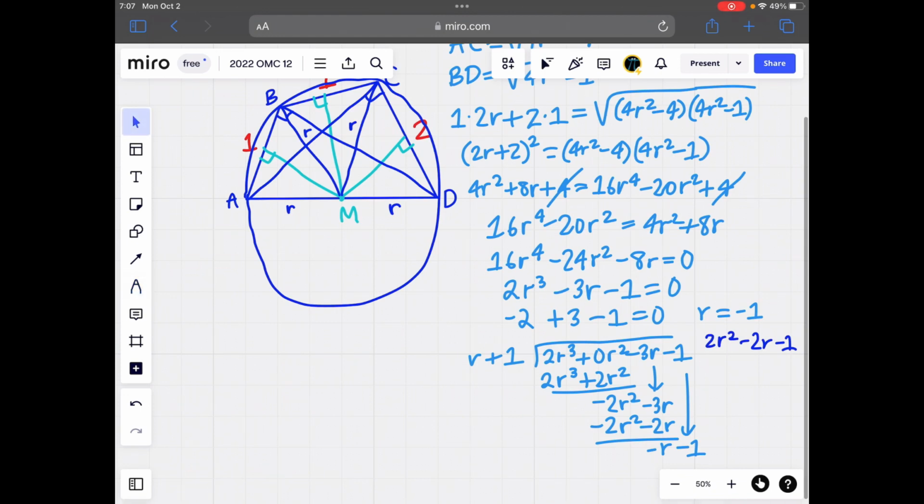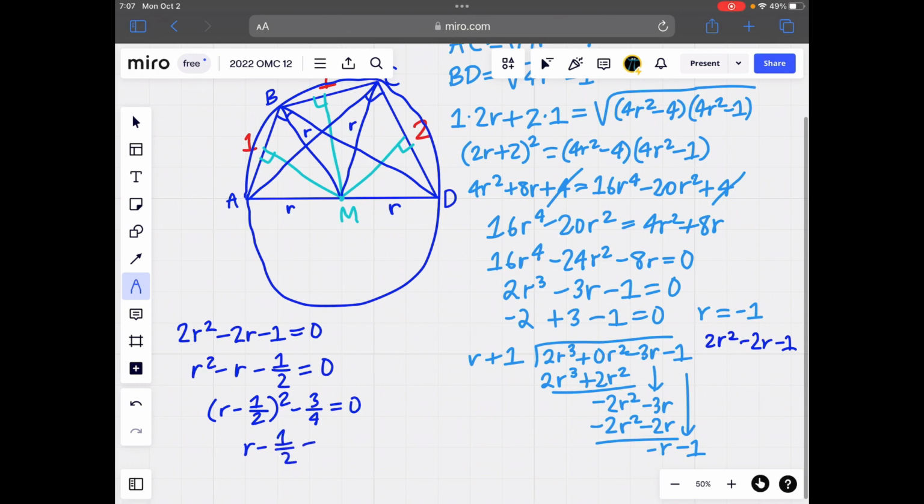It can't be negative 1 because r can't be negative. So r is a solution to 2r squared minus 2r minus 1 equals 0. We can use the quadratic formula to solve this, or we can just divide by 2. r squared minus r minus 1/2 equals 0, which is r minus 1/2 squared would be r squared minus r plus 1/4. But this is 3/4 less than that. So it's r minus 1/2 squared minus 3/4 equals 0.